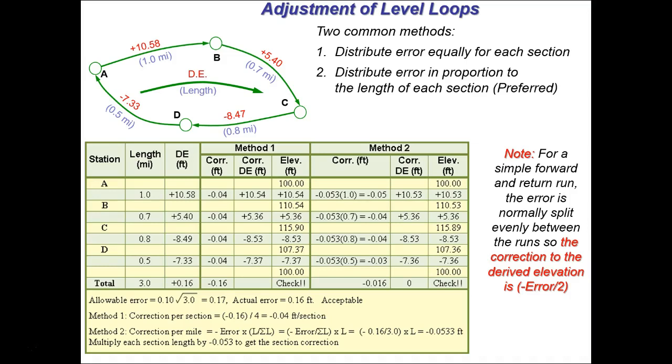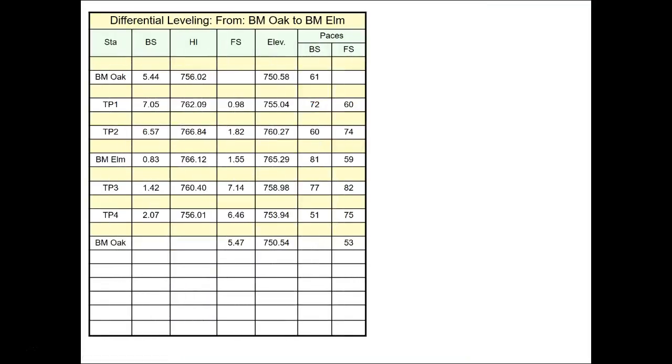So remember, if you're doing a return run, you're going forward and backwards, you need to adjust that error equally. Maybe you have a benchmark over here and another benchmark on the other side. Make sure you distribute that error equally on your return forward and back runs, just to be aware.